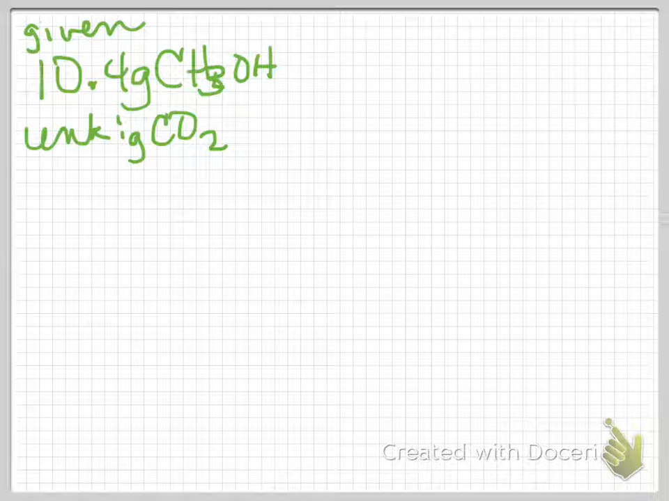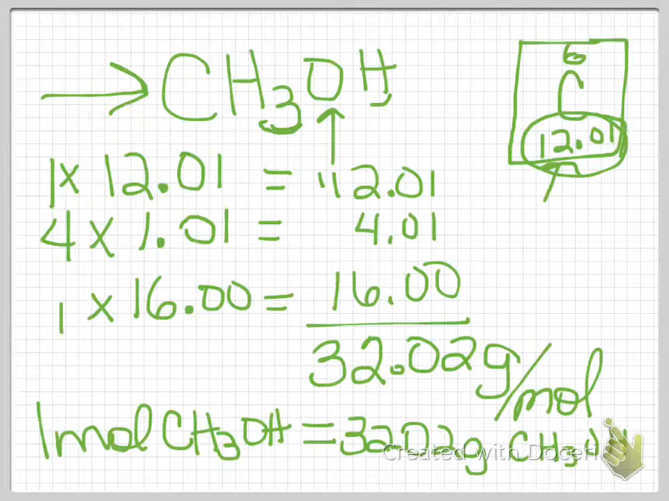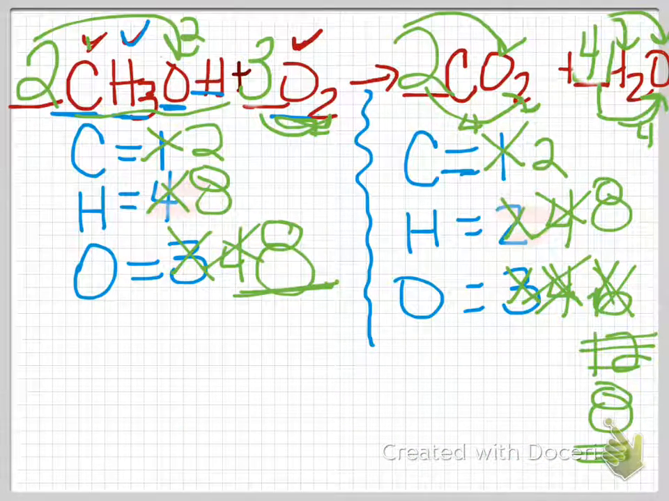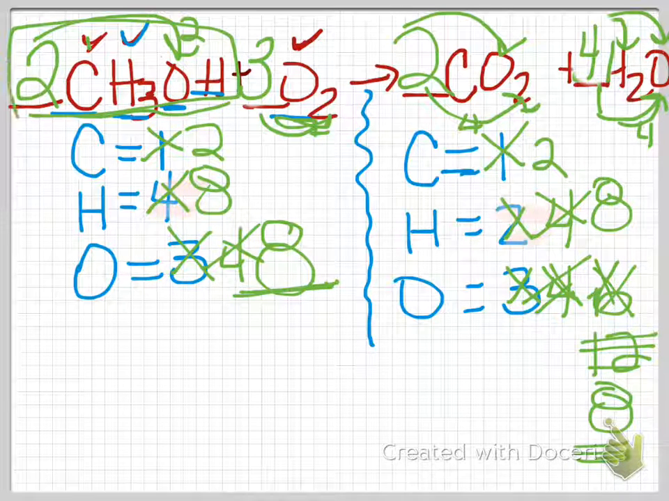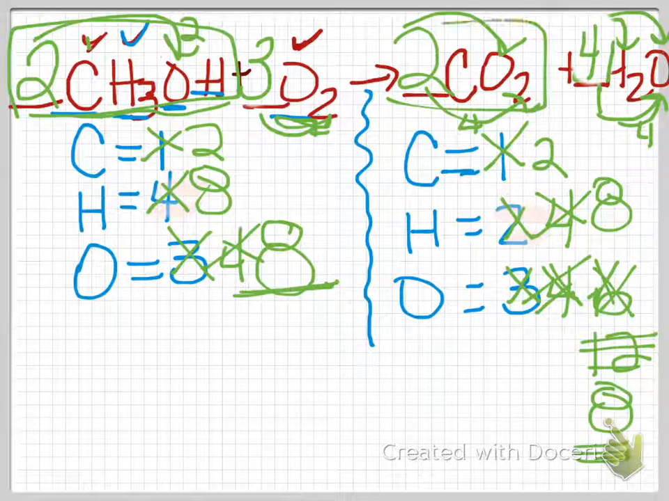Grams of CO2. Well, our first conversion factor, you're going to switch back to that balanced equation that we spent all that time doing. And what do we care about? We care about two things. We care about the methyl alcohol, that's 2 CH3OHs, will make us 2 CO2.